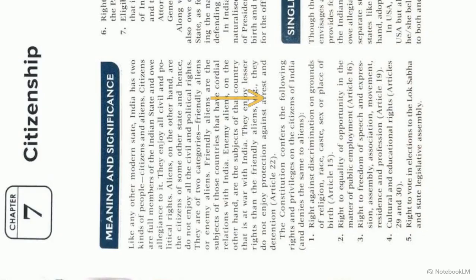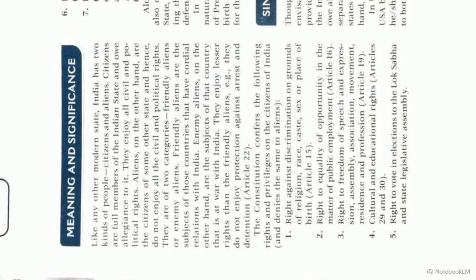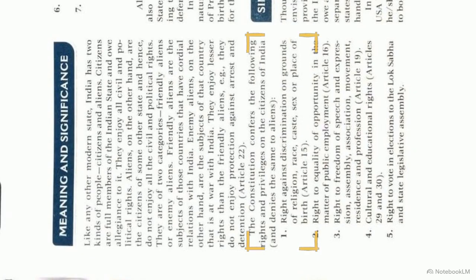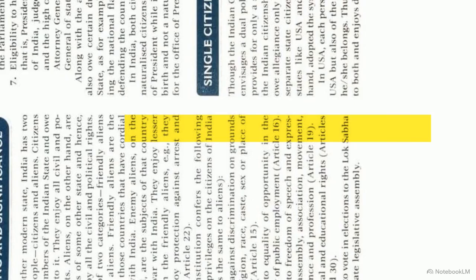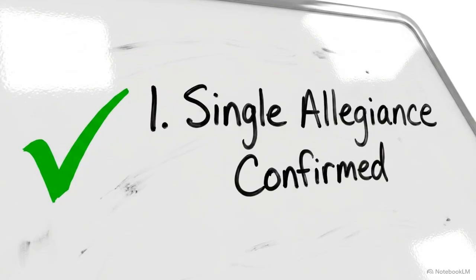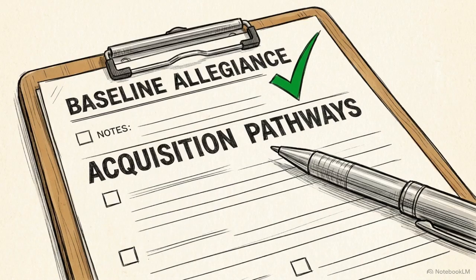As you can see in this text, the Constitution reserves specific protections solely for citizens. Most notably, Articles 15 and 16, which guarantee equality of opportunity and prohibit discrimination, are completely denied to aliens. Looking further up the page, the law divides aliens into friendly and enemy categories. Enemy aliens, subjects of countries at war with India, face even stricter limitations, specifically lacking protection against arrest and detention under Article 22. Verifying this baseline of single allegiance is your mandatory first filter. Only after confirming this can you move on to how citizenship is actually acquired.